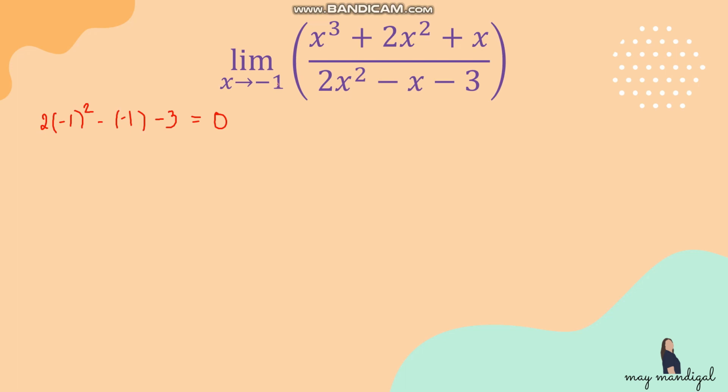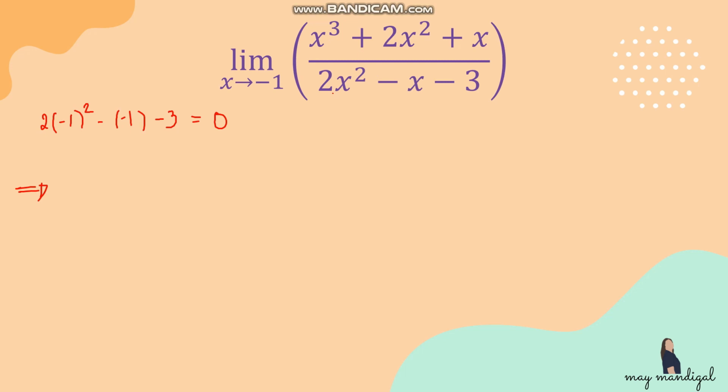So if we substitute negative 1 to this rational function, the denominator will be equal to 0. That means we cannot do direct substitution right away, because if we do that, the denominator will be equal to 0. So what are we going to do now? Once you identify that c is not part of the domain, or it will make your rational function undefined, the next thing that we have to do is to simplify first the given rational function.